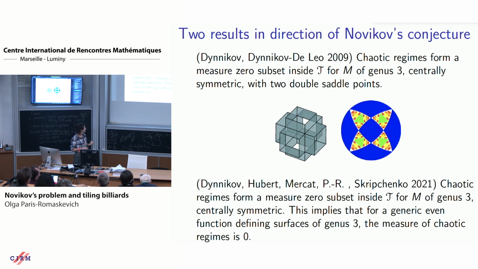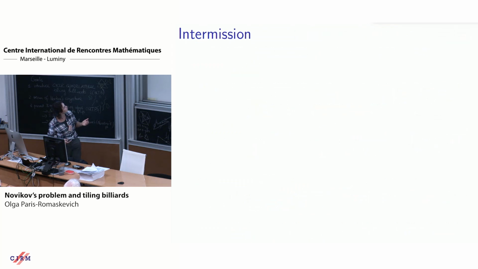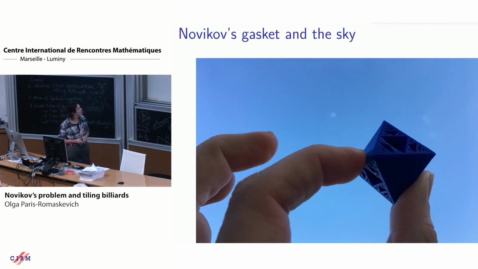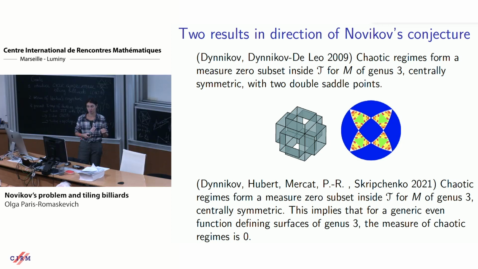And when we started working on cyclic quadrilateral tilings with Pascal Hubert and Paul Mercat here in Marseille, we wanted just to prove this kind of theorem, so to just understand when trajectories can escape in a chaotic way. We understood how to prove the first part using renormalization, and we were trying to find the answer to question 2. And at the same time, in parallel, Sasha Skripchenko and Ivan Dynnikov in Moscow were thinking about the same question in terms of Novikov's problem.